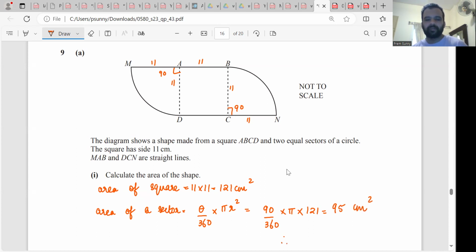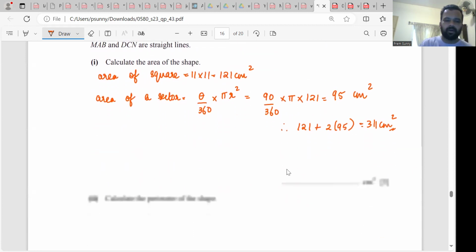Therefore, the total area will be the area of the square, which we got as 121, plus 2 times 95 because I have two sectors. I got the value for one sector as 95. So 2 into 95 is 190. So 190 plus 121 will give me 311. 311 centimeters square will be the answer for the A part.